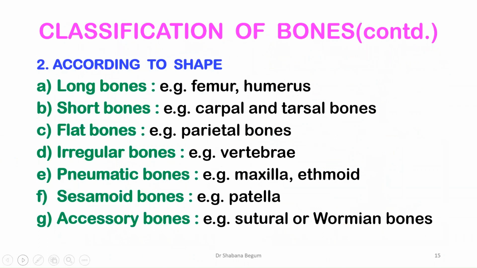Now, classification of bones according to shape, we have long bones, short bones, flat bones, irregular bones, pneumatic bones, sesamoid bones, and the accessory bones. Let us discuss the following in very brief.